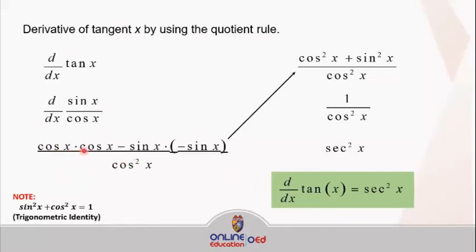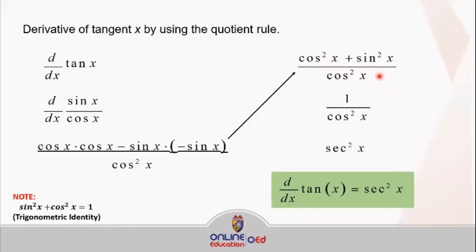And then, isi-simplify lang natin itong equation na to, which is pinagsama lang natin si cosine x, which is equivalent sa cosine squared x, and pinagsama lang natin si negative sine x at negative sine x, which is equivalent sa sine squared x. And yung denominator natin na cosine squared x. Therefore, we have here na cosine squared x plus sine squared x over the cosine squared x.